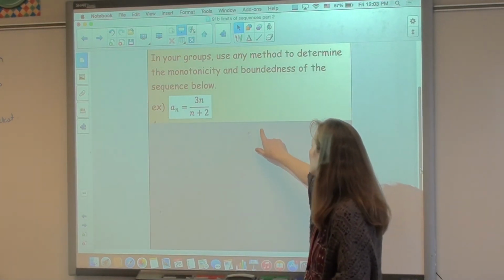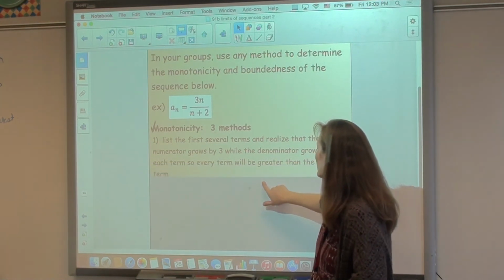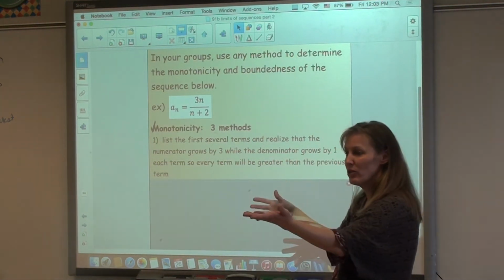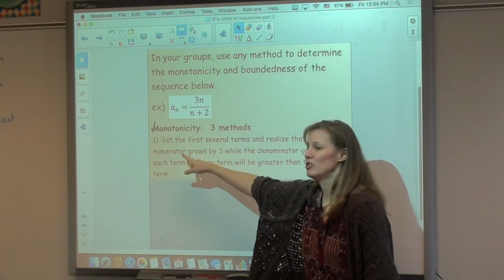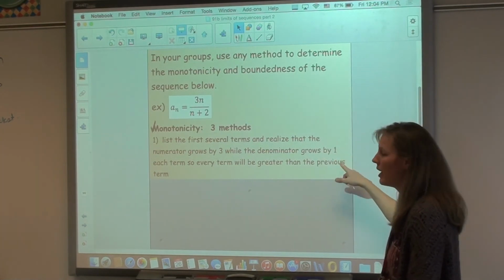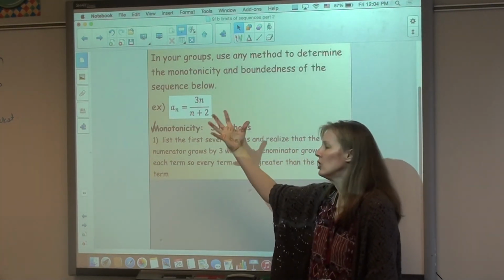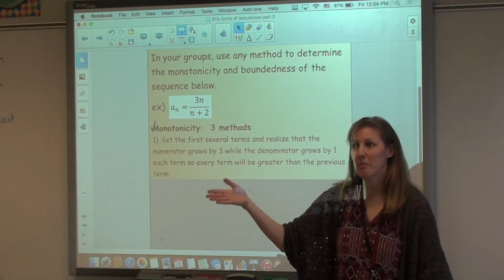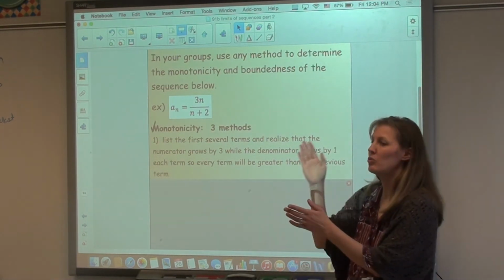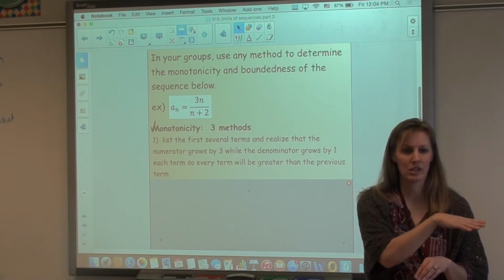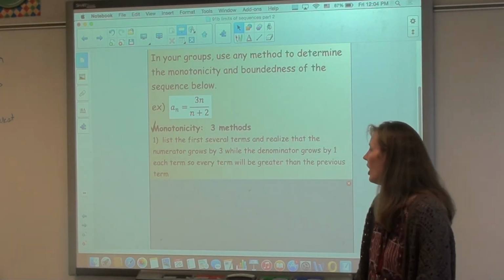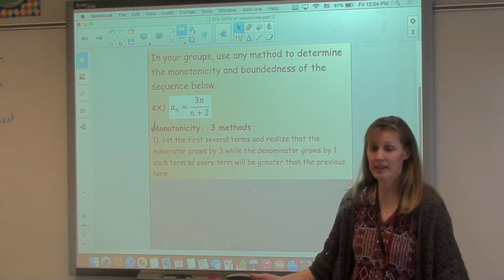So the first way that I do it is to just list out the first several terms and realize, look at that, the numerator grows by 3 while the denominator grows by 1. Remember that we only are talking about positive integers, right? So every term is going to be greater than the previous term, because the top's growing faster. All right, that's one way to show monotonicity.